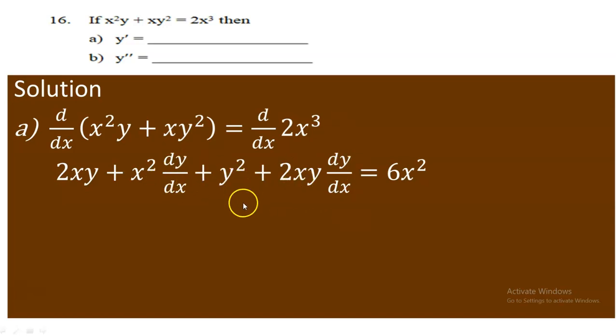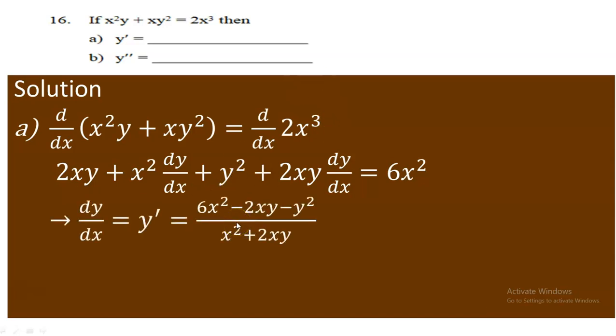Now once we obtain this, let's collect dy over dx here. We have x squared plus 2xy. Now let's take the terms 2xy and y squared to the right, and then dy over dx, which is y prime, is going to be equal to 6x squared. Move this 2xy to the right, minus 2xy. Move y squared to the right again, minus y squared, divided by x squared plus 2xy. You see, you now have y prime like this. So your first derivative with respect to x is obtained.